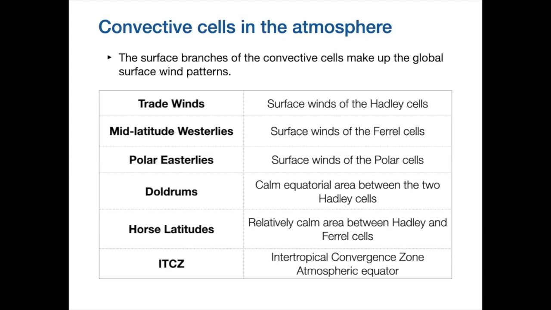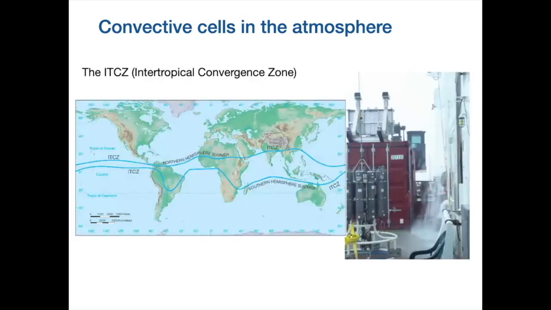And then between the two Hadley cells as well, we have the intertropical convergence zone, which is the atmospheric equator. So this is the atmospheric equator here. As you can see, it's not on the actual geographic equator, and it varies in latitude between summer and winter. It's generally in the northern hemisphere most of the time. Around the Indian Ocean with the monsoons, there is the largest distance between the ITCZ in summer and winter. And the ITCZ is a very wet region.